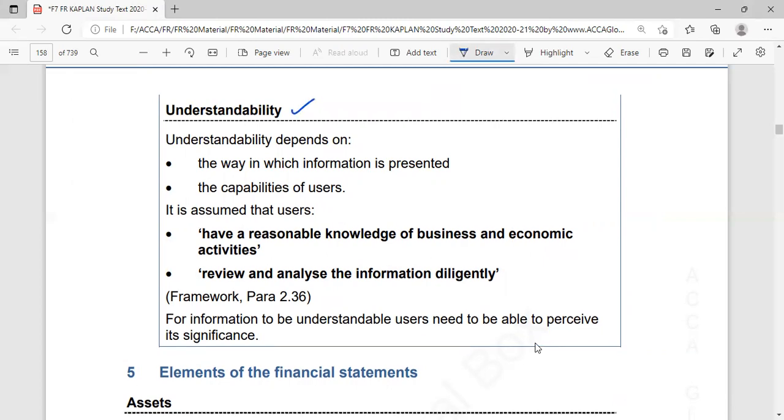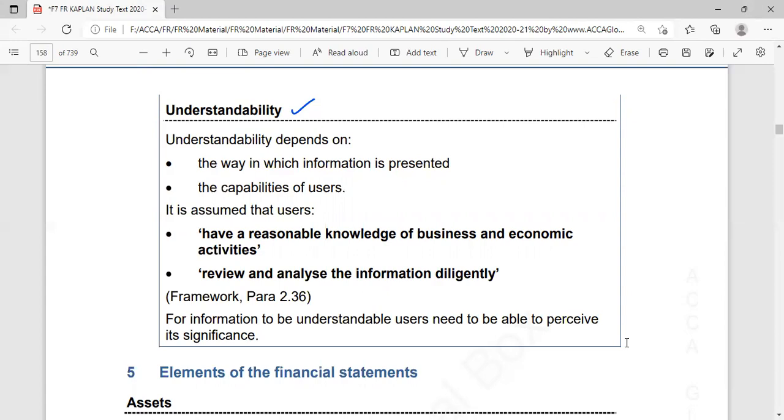Then coming to the next one, understandability. Understandability depends upon the way in which information is presented and the capabilities of the users. Generally, the requirement of information changes from one person to another person. One party requires some type of information, another party may not require that information. We have to present the financial information in such a way that it is useful and understandable to every user of the financial statement.